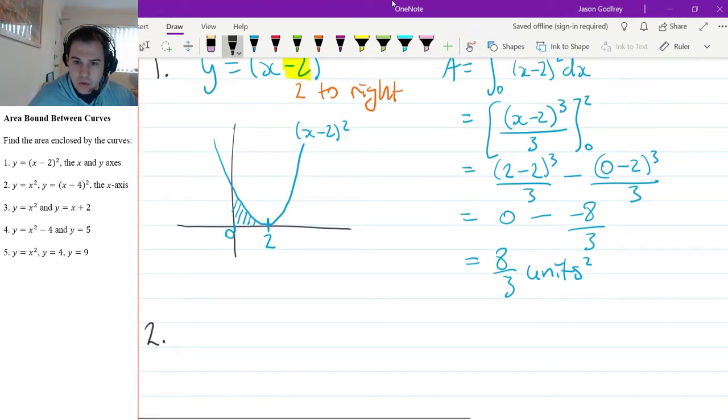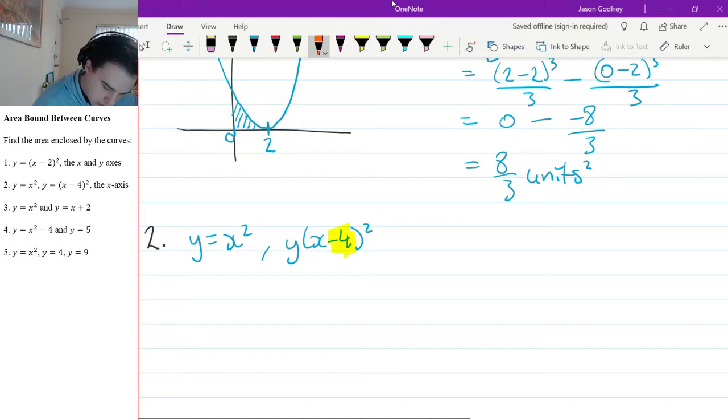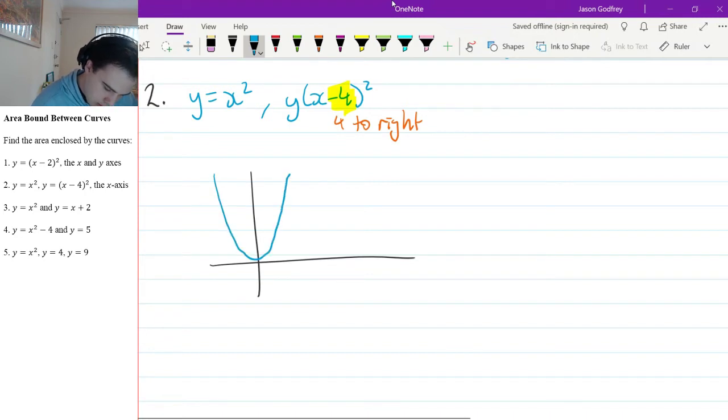Alright, question 2. We're looking between y equals x squared, y equals (x minus 4) squared, and the y-axis. So y equals x squared is a parabola, and what does the minus 4 do to the parabola? It shifts it 4 to the right. So let's draw up a sketch with both these parabolas in it. So y equals x squared will be there, and if we've got another parabola, move 4 to the right.